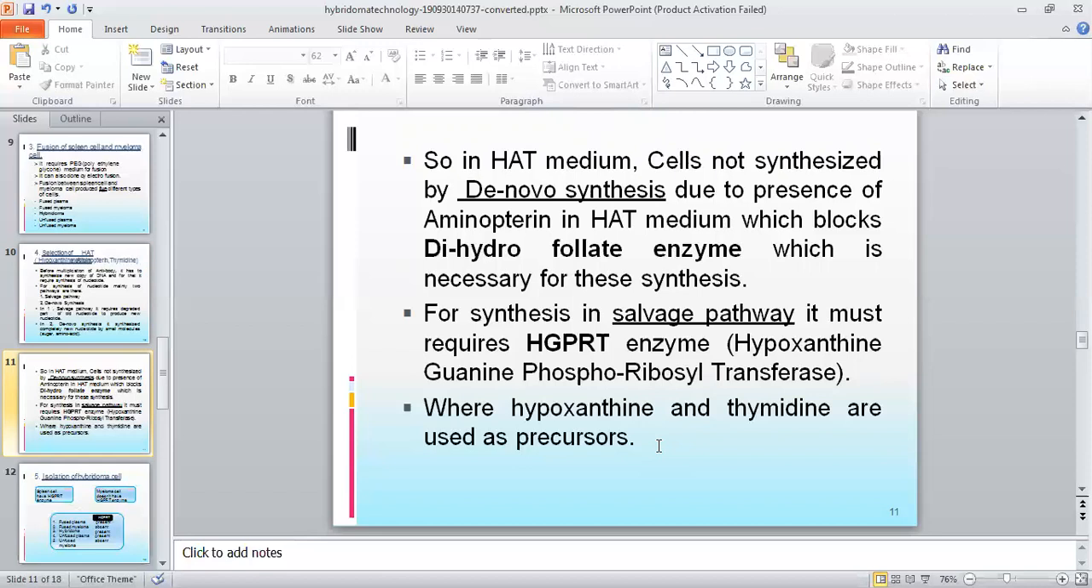Means the HAT media, the de novo pathway for the synthesis of nucleotides requires dihydrofolate enzyme for the synthesis of new nucleotides, and this HAT media blocks this enzyme or denatures this enzyme for the production of these nucleotides. In the second, salvage pathway, the HGPRT enzyme. HGPRT is an enzyme which helps in the synthesis of new nucleotides, that is hypoxanthine guanine phosphoribosyl transferase. This enzyme helps in the production of new nucleotides.